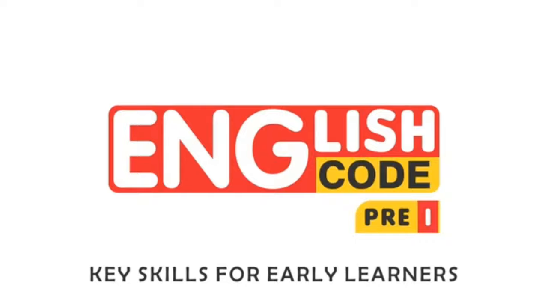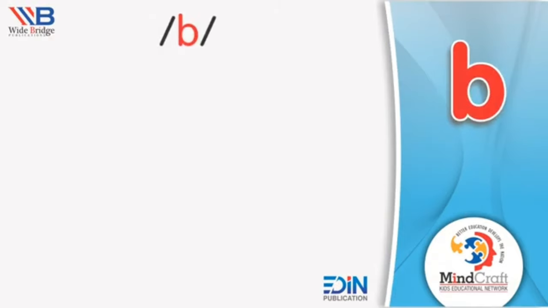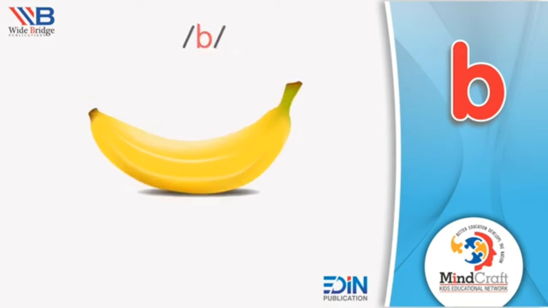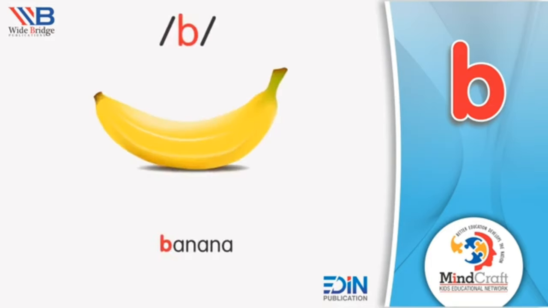Today we learn alphabets. Meet with letter B. It sounds B. B. Say B. Now let's meet the objects that start with letter B. B is for B, B, banana. B, B, banana. You know, the color of banana is yellow.